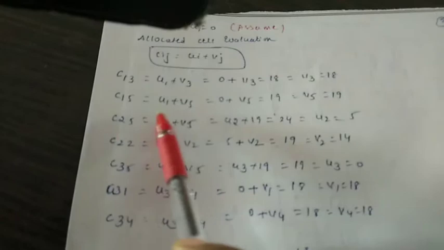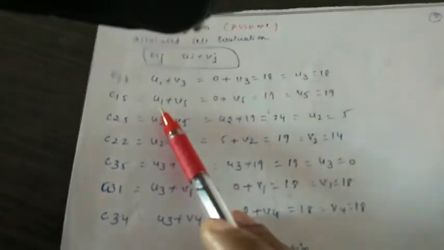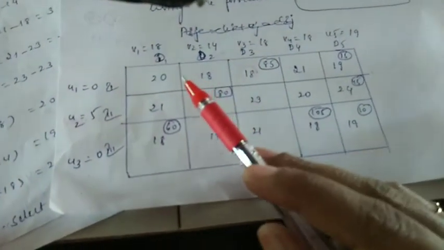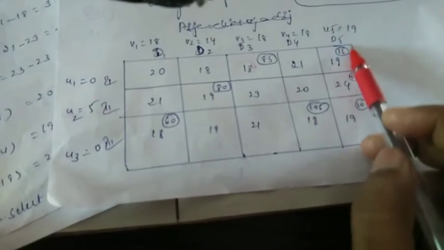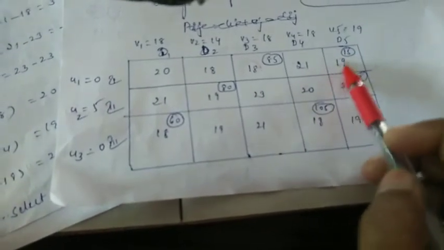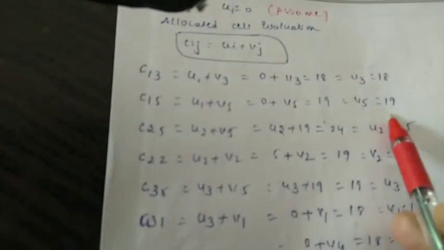And next, C15: u1 plus v5 is equal to C15, where u1 is 0. What is the value of C15? First row, fifth column, which is 19. Do not take the allocated value, take the cost value. So 20, 18, those are all cost values. Cij values we take only as cost values. So 19 is the cost, C is nothing but the cost value. So C15 is 19, so v5 is 19.